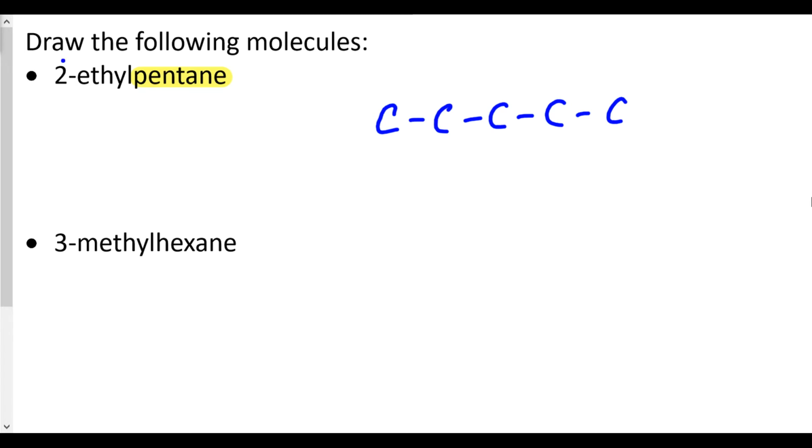Then I have to focus on number 2, which means I have to figure out where my second carbon is. You can count it from left to right or right to left. It's up to you. If you count it from right to left this time, this is your second carbon. This is where we have to have an additional group. What additional group? In this case, we have an ethyl group.